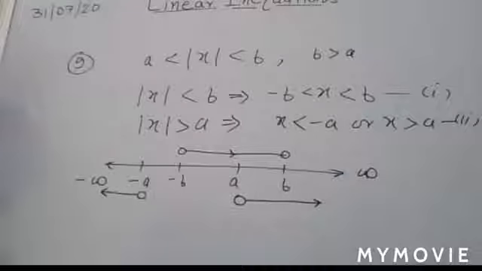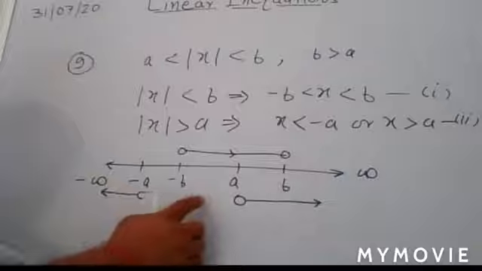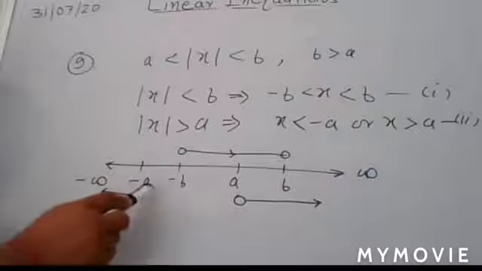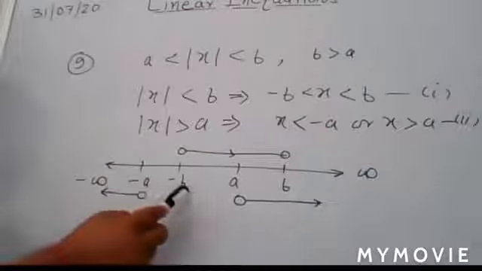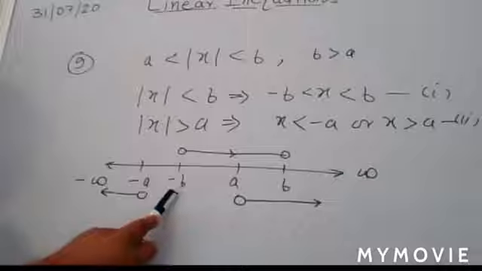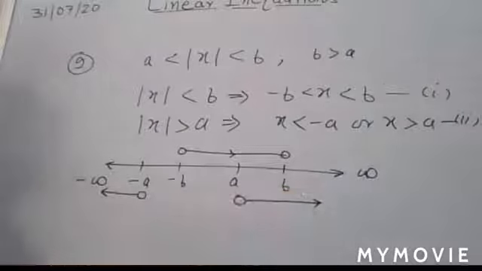Check it. So on the number line, first it has to be minus b, then minus a, then a and b. Just see here, minus a. Here you have minus b. Then you have a. Then here b.